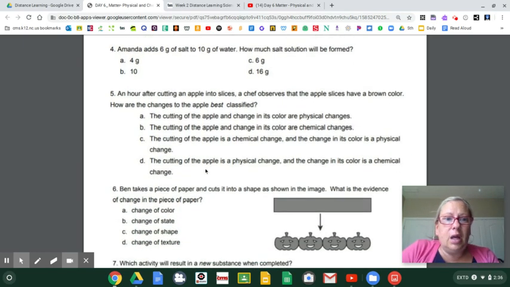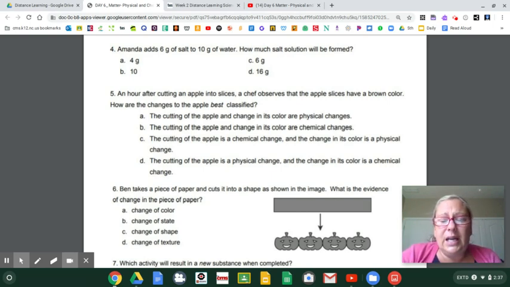Number 5. An hour after cutting an apple into slices, a chef observes that the apple slices have a brown color. Ooh, color change. Boo, color change. Right, the burning bubble bubbles and burns and changes color and stinks and smells bad and changes colors. Okay, we already said that. All right, I'm just too excited about this one.